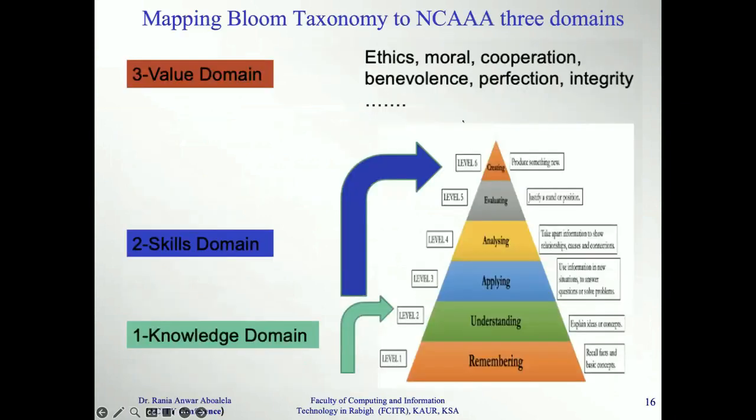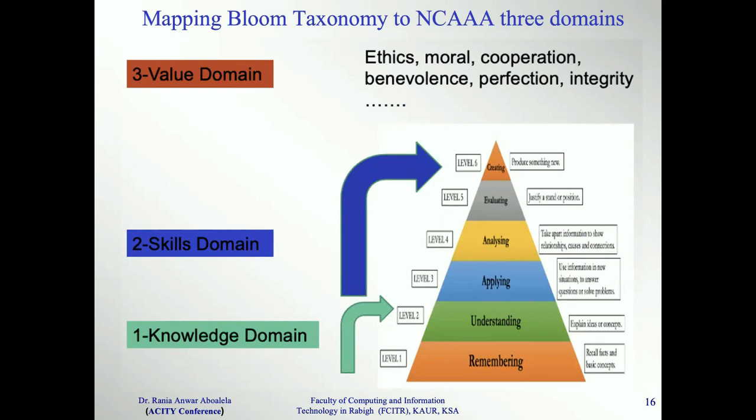So I tried to find the relation between the domains of NCAAA and the verb levels of Bloom taxonomy. I found NCAAA contains 3 domains: knowledge domain, skills domain and value domain. These are the 3 domains required by NCAAA accreditation.